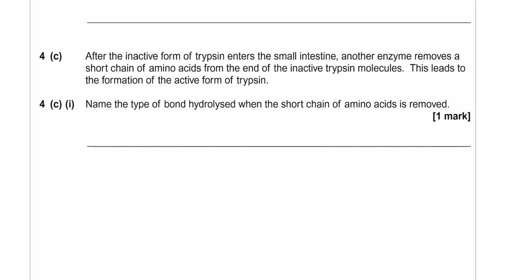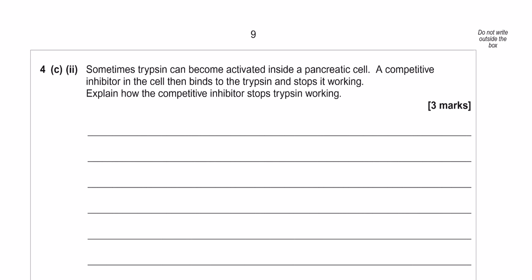4CI, so again they've given you some information there that we're going to look at in a minute, but it's saying name the type of bond hydrolysed when the short chain of amino acids is removed. That is just basic recall. You've got to remember that the bonds being hydrolysed for proteins are peptide bonds. Again, some of you are putting different types of bonds in there, but it's a protein, so it has to be a peptide bond.